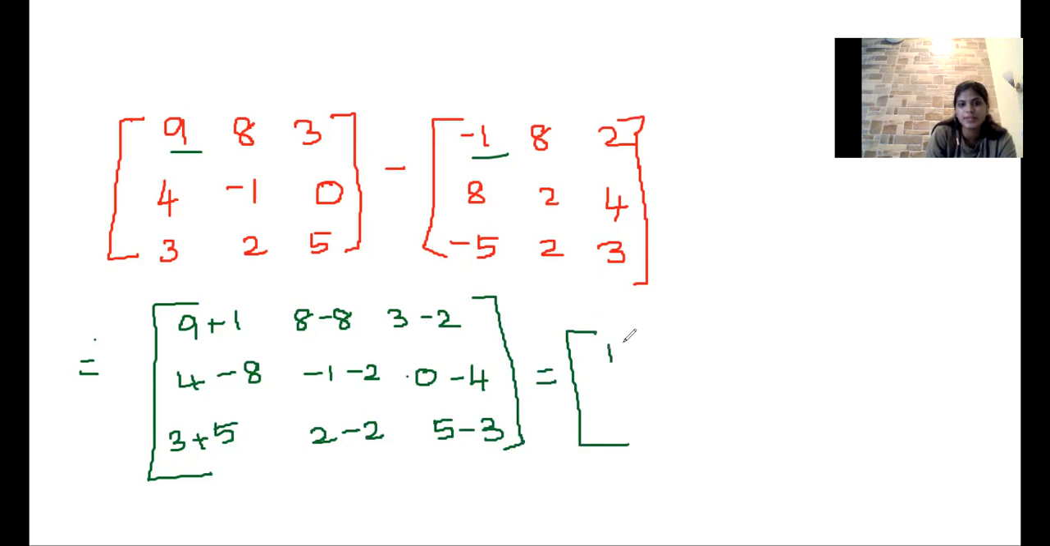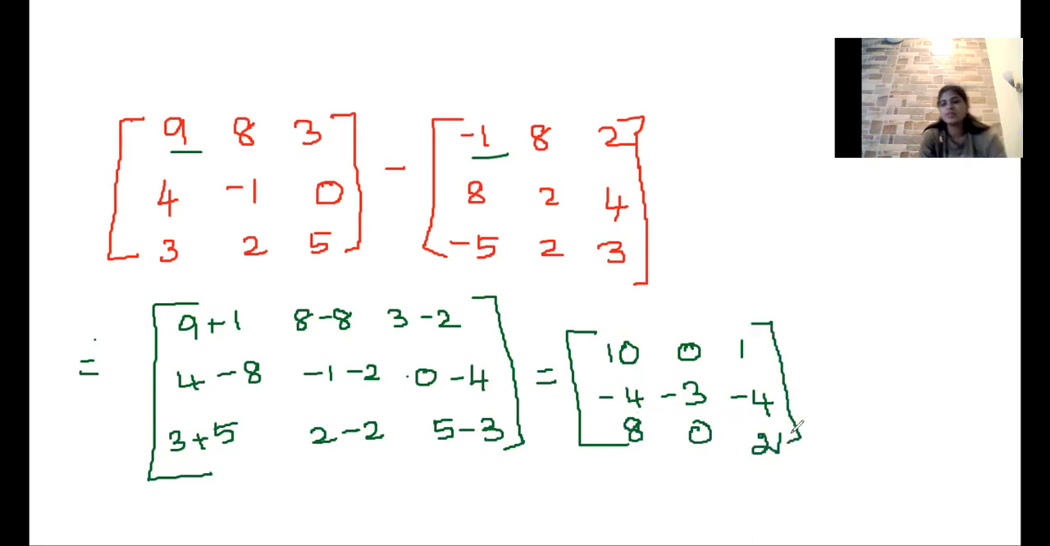So we'll simplify this. Basic subtraction. 9 plus 1 is 10. 8 minus 8 is 0. 3 minus 2 is 1. 4 minus 8 is negative 4 and negative 3. So negative 1 and negative 2. Whenever you have like same sign, you will be performing addition and you will put the same sign again. 0 minus 4 is going to be negative 4. And 3 plus 5 is going to be 8. 2 minus 2 is going to be 0. 5 minus 3 is going to be 2. So this is the result of the subtraction of matrix.